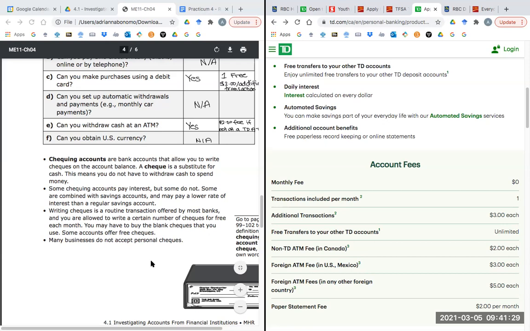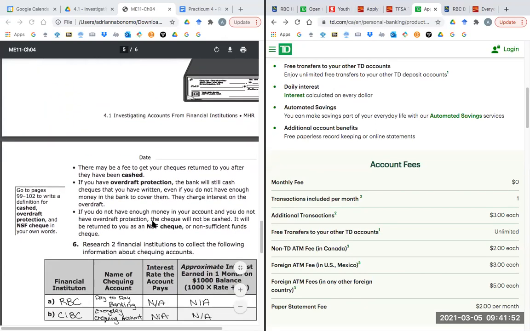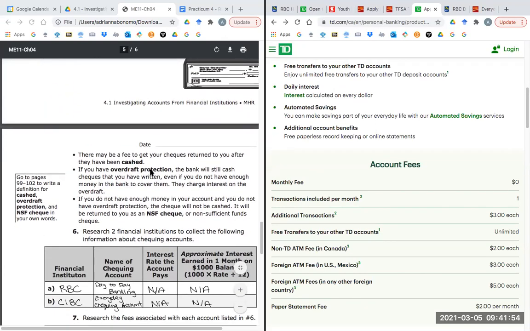Sometimes though, for example, I work at a liquor store, and when restaurants come in to purchase their stuff, that's when we accept checks, because usually it's a bigger transaction, a bigger amount of money. So they use checks to pay for it and we accept it. But if it was just a regular customer buying for themselves, we would not accept a check. So there may be a fee to get your checks returned to you after they have been cashed.